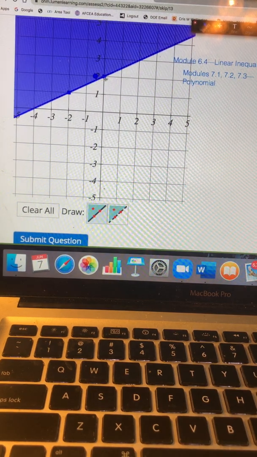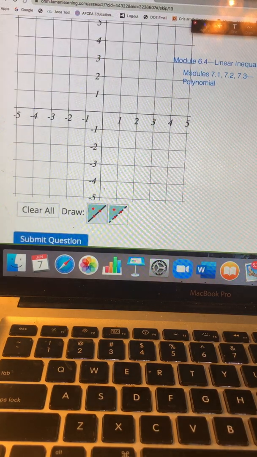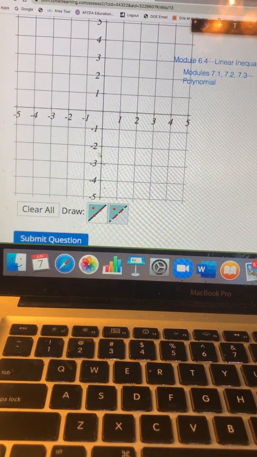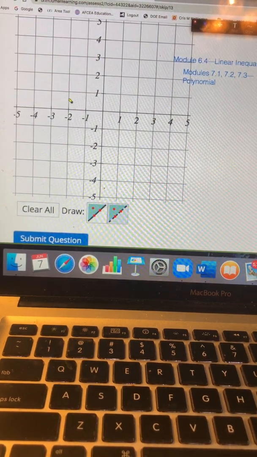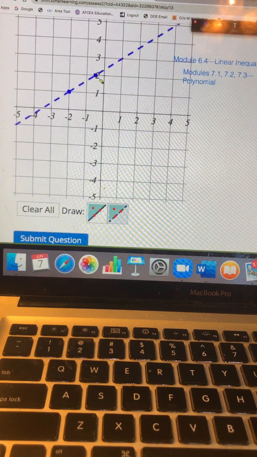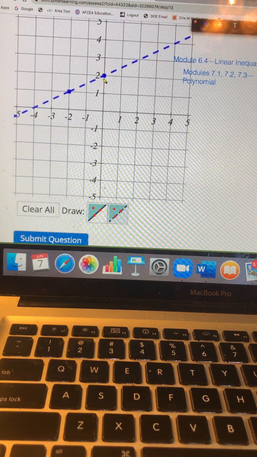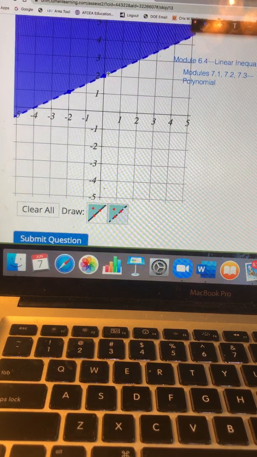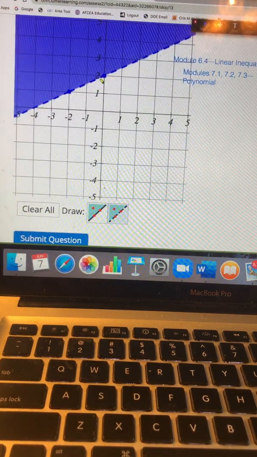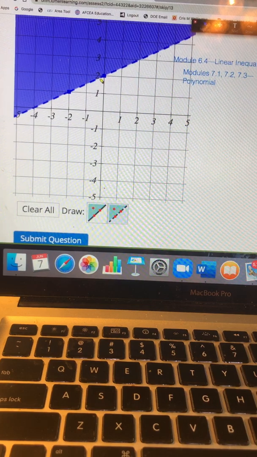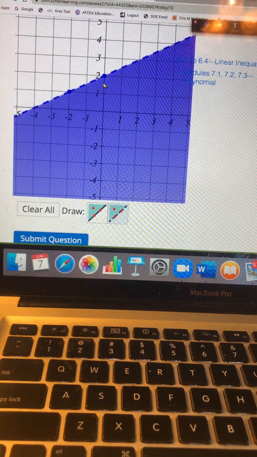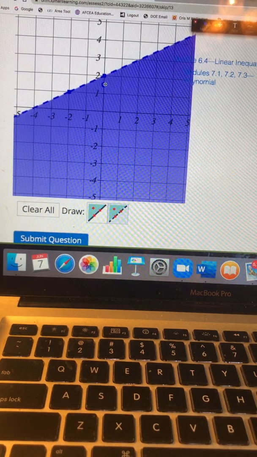Now, there's a little problem here, so I need to clear that. This is what I chose. I do not know why Lumen is not doing that. So -2, 1, perfect, awesome. And then 0, 2, perfect. And now I want to find out where to shade the inequality. So the inequality says less than, right? It says less than.